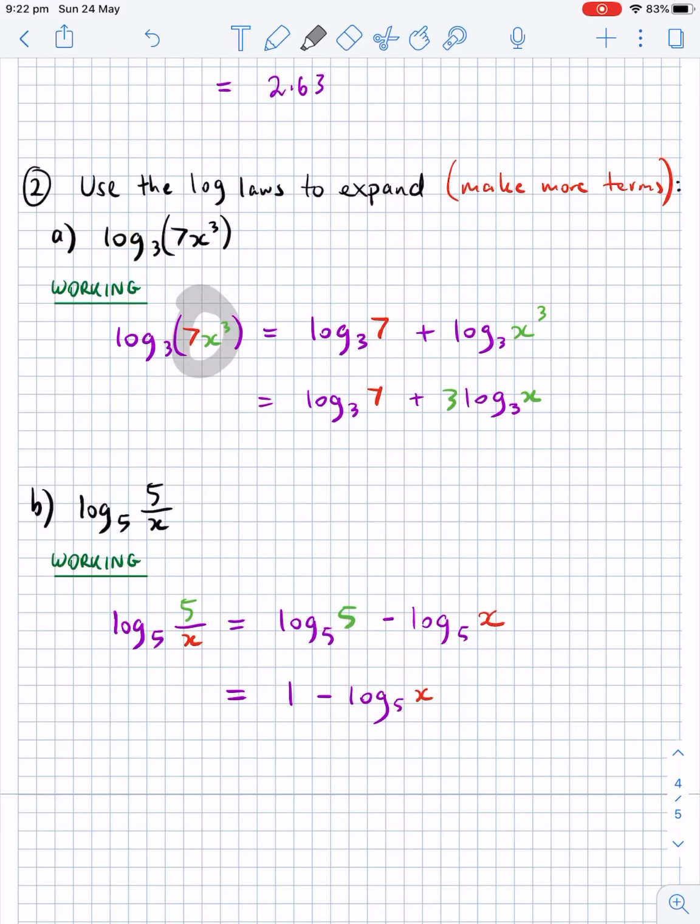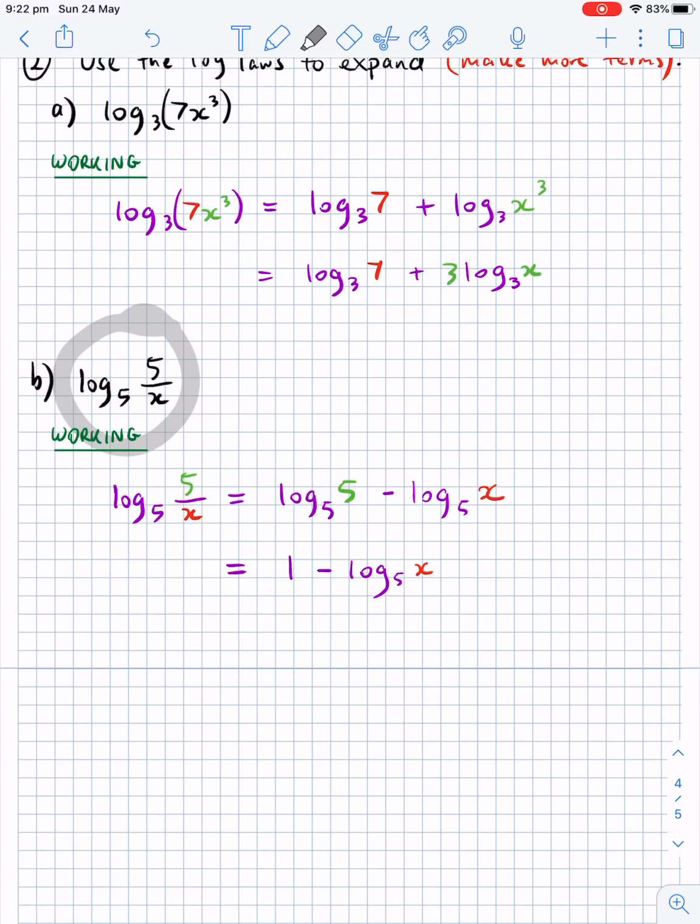So the idea is that multiplication can change to a plus. We've got 7 and we've got x cubed, and this cube is allowed to go out the front and multiply instead. So this expression can be annoying in certain situations, and we much prefer to use this one instead.